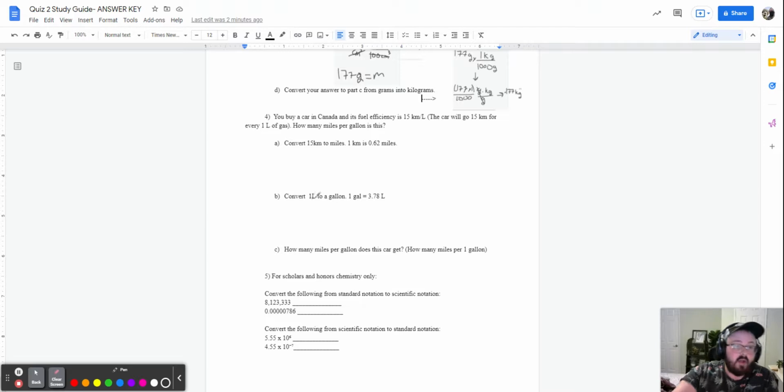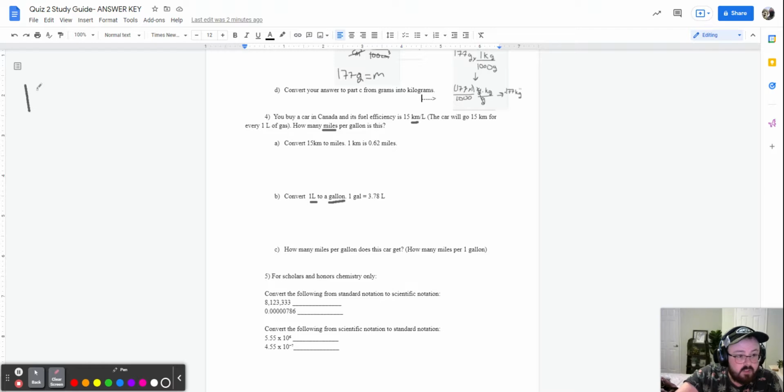So how we do this, and I broke this down, we're going to go over this on Tuesday for all my classes. The first thing is we're going to convert the kilometers into miles, right? Kilometers is used for length. Miles are used for length. Because they are both length, that's why we can do that conversion. Liters and gallons are both volume, so we can do that conversion. So 15 kilometers to miles.